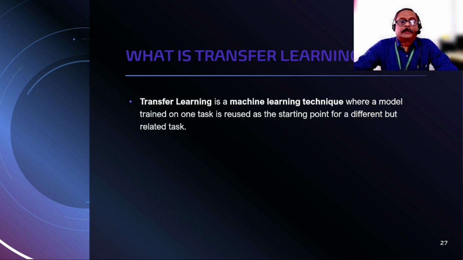Transfer learning is a machine learning technique where a model trained on one task is reused as the starting point for a different but somewhat related task. Now how does this matter? A machine is trained for a particular task. For a human, it is a particular task, but for a machine, it's all numbers. Input is a number, output is a number.